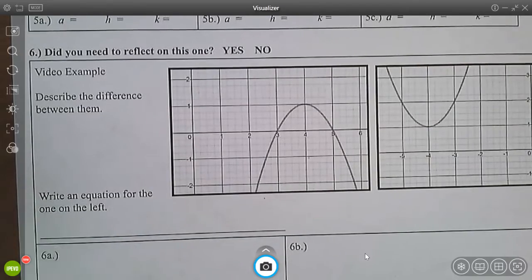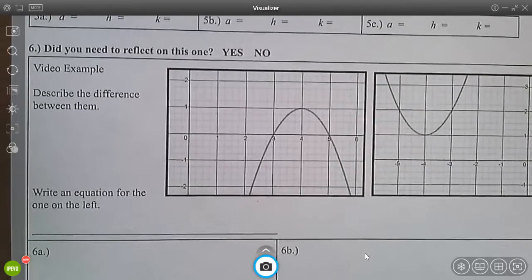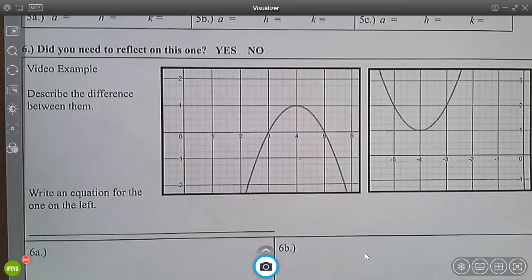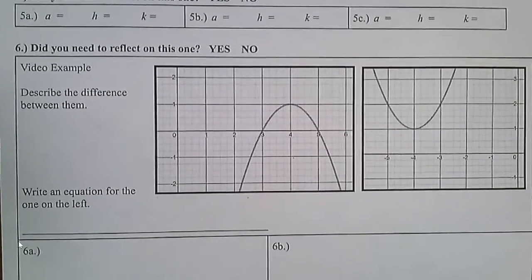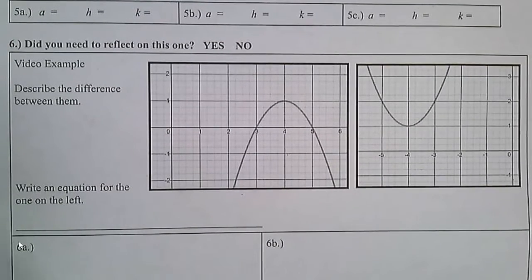Okay, this is the video example for number 6. Now, the actual problem gives it to you in general form, but I think that most people chose maybe the wrong graph because they either forgot how to name A correctly or read H from the graph and maybe forgot to change the sign.